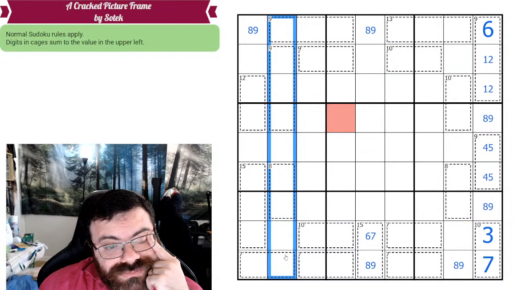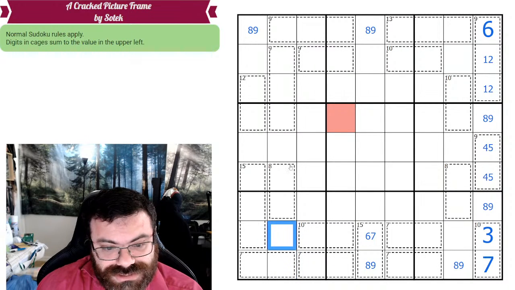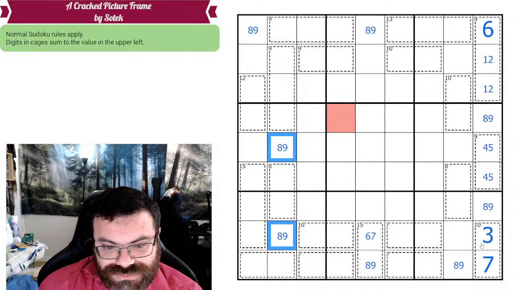8 and 9 in this column. So 8 and 9 can't go in 9 and 3. They're not going there. This could be an 8 or 9. Can't put 8 or 9 in an 8 cage or a 7 cage. So yeah, that does limit 8 and 9 to these two.